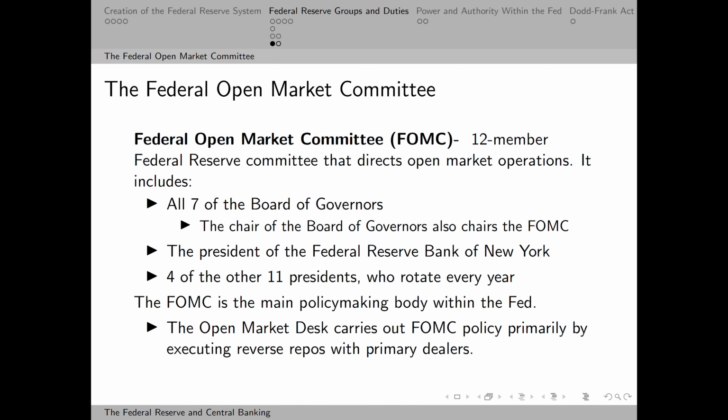And then the way that they actually implement their policy is through the open market desk. And they primarily do so by executing open market operations with what we call primary dealers. And these primary dealers are designated preemptively. So these are like Goldman Sachs.